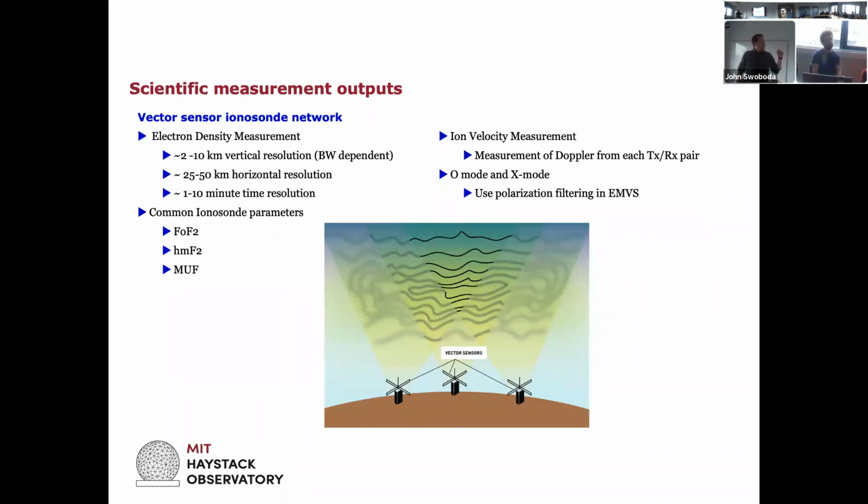But for our angular resolution, we're going to get something on the order of 25 to 50 kilometers of horizontal resolution and about 1 to 10 minute time resolution. So we're able to do measurements over 1 whole minute and get profiles of the ionosphere.